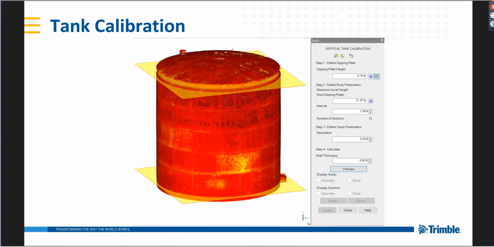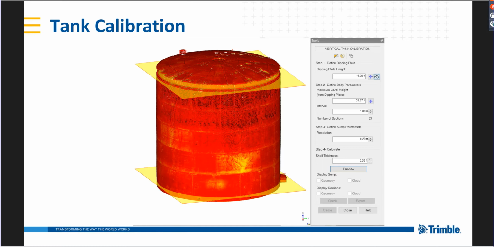Now, when we look at the tank calibration, we've got a separate set of tools for tank calibration. Within these tools, you can see the UI here. You'll go in, define the position of the dipping plate by picking a point, or you could do a best fit flat plane to these dipping points, these dipping plates. You can also go in, define the maximum level. You can type in a value, or you can physically click on the point cloud of the tank to define this. And then you can set an interval.